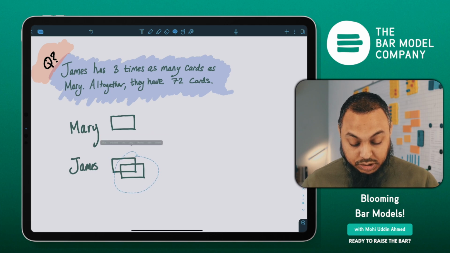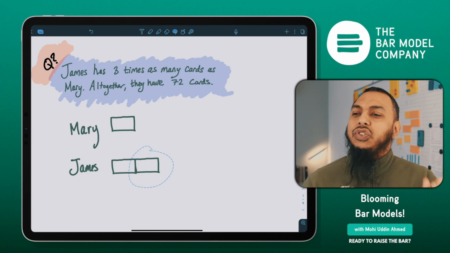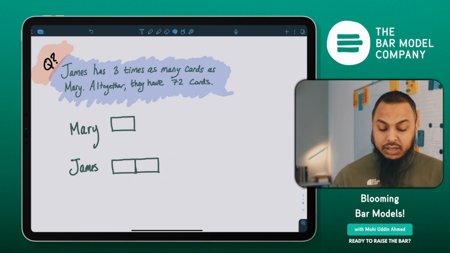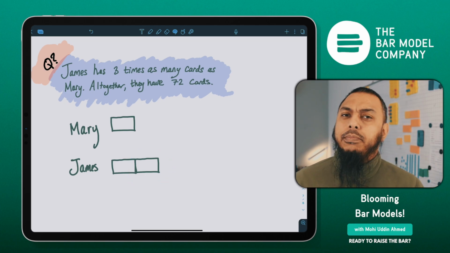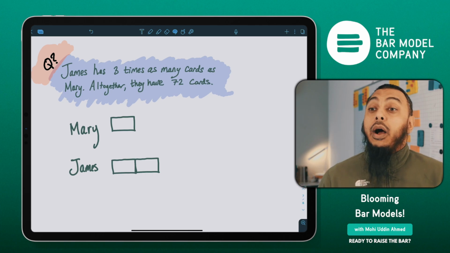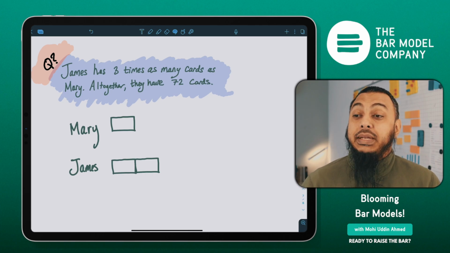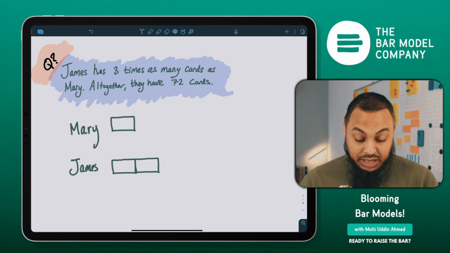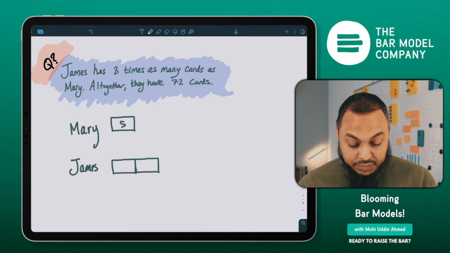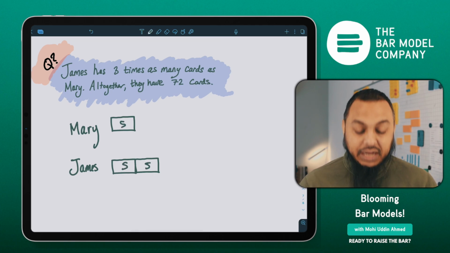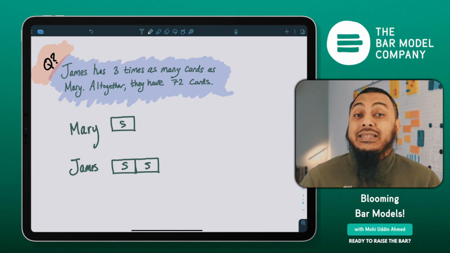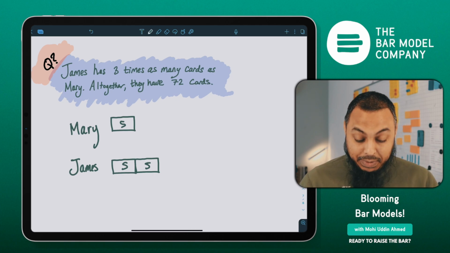We can use another bar, right? Here we go. Does that show that James has 3 times as many cards? It does, right? Because there's 3 parts, there are 3 bars. Oh no, it actually represents twice as many. James has twice as many. If Mary has 5, James will have 2 lots of 5s. That's 10. Oh, that's twice the number of cards that Mary has.